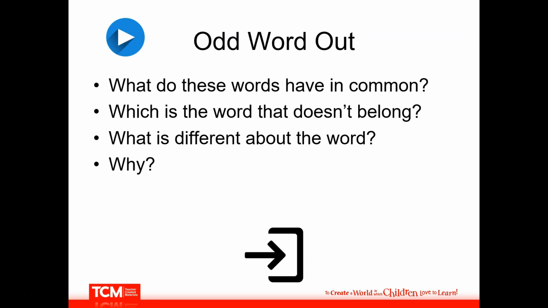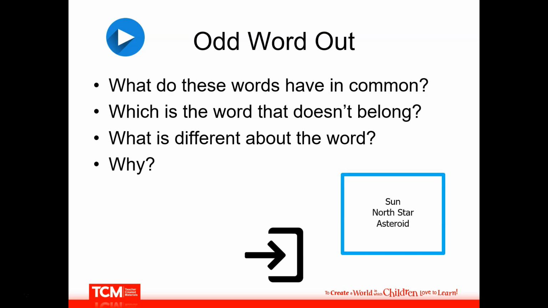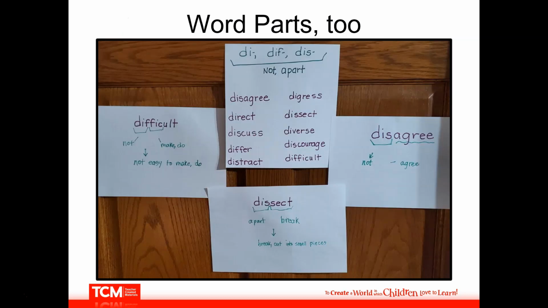And then, of course, by answering my next 2 questions, what is different about the word, and then why, kind of tapping into the divergent thinking process that you may have or that your students may have. And so if you haven't already, go ahead and take a moment to write those down: sun, North Star, and asteroid. And then just mentally decide which of those words is the odd word out. And so once you've completed that, we can move on to actually doing this with word parts as well.